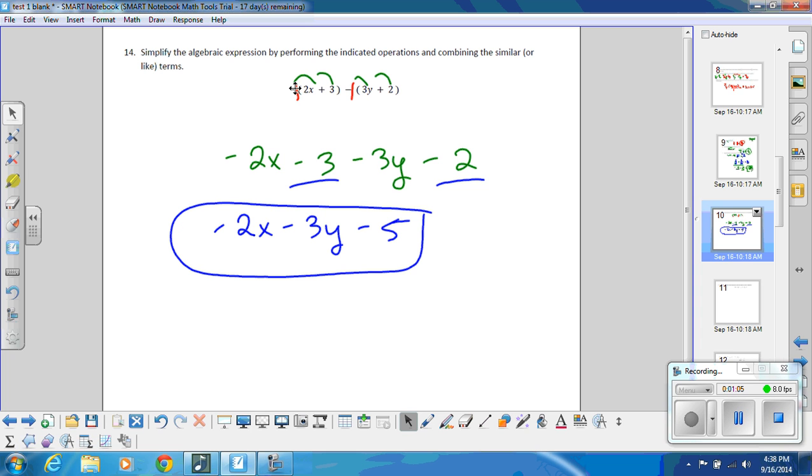I want to point out an earlier problem I did. I just want to say this. It doesn't matter what order you write your answer in. I could do negative 5 minus 2x minus 3y. Or I could write it like this, or I could put the negative 3y first. It's not an issue. Just make sure that your signs go with the right numbers, okay?